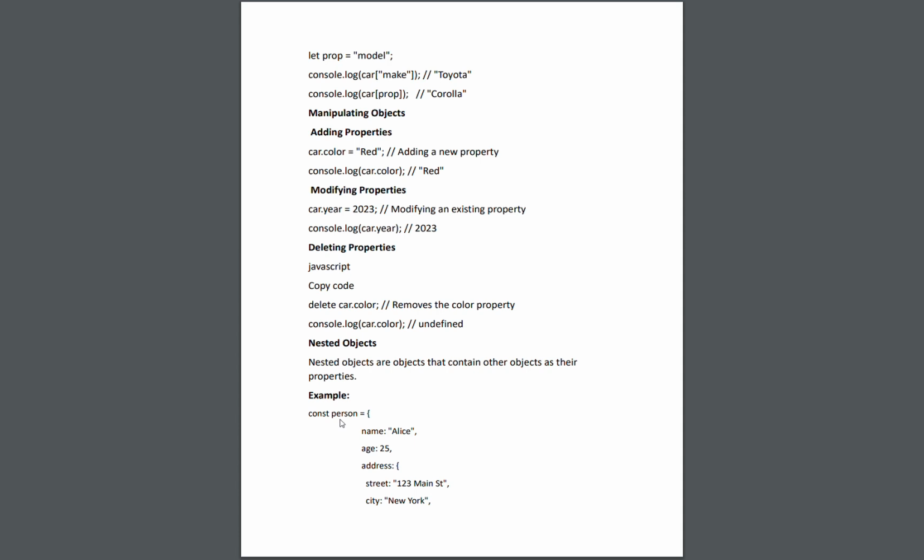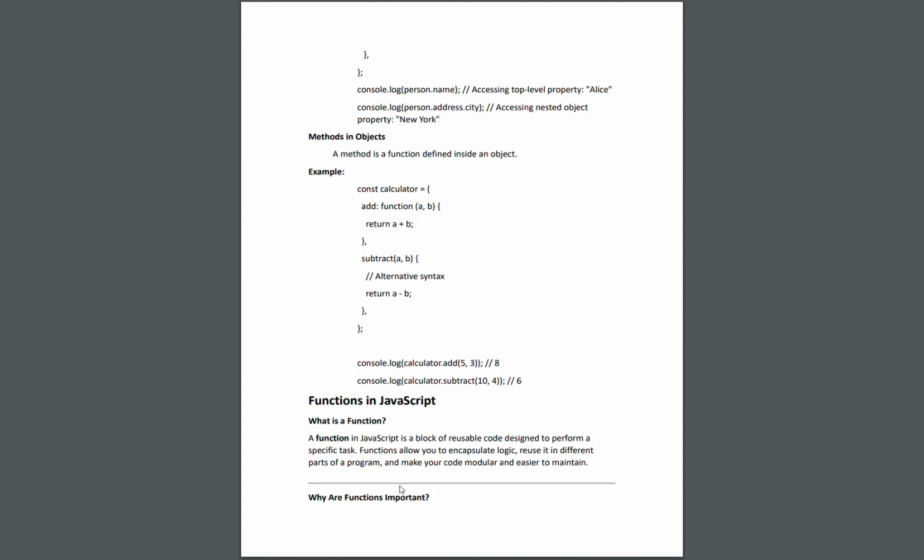Here constant person is an object. So address is the property of person, which is an object. We can access them in this way by using dot notation.